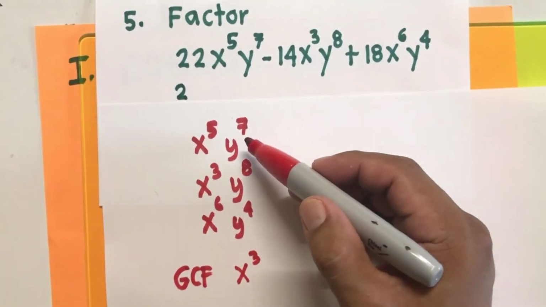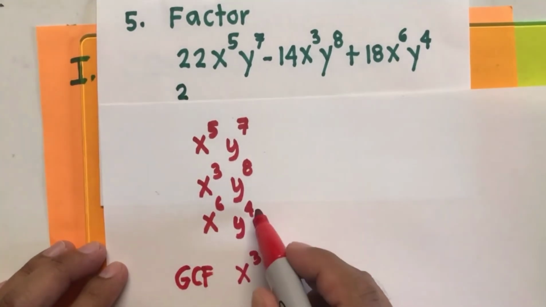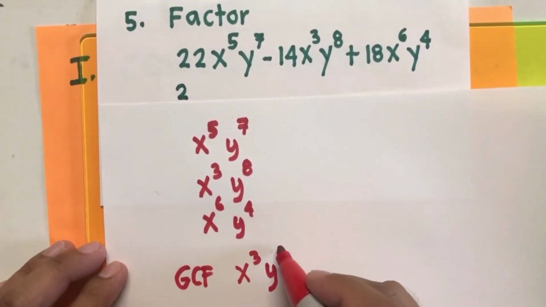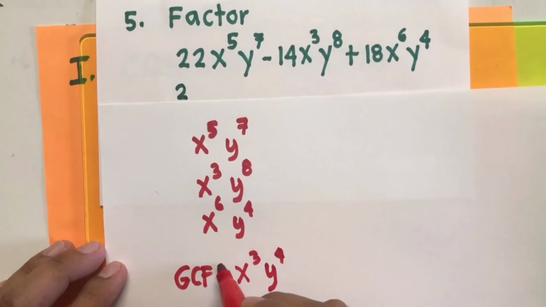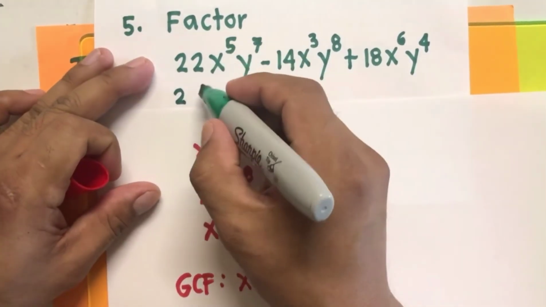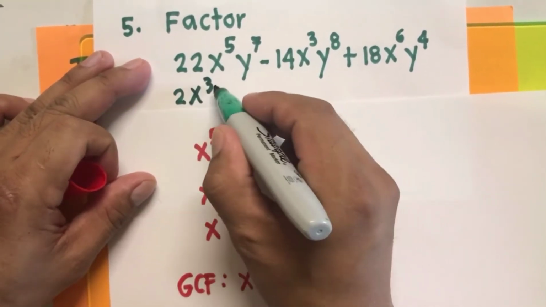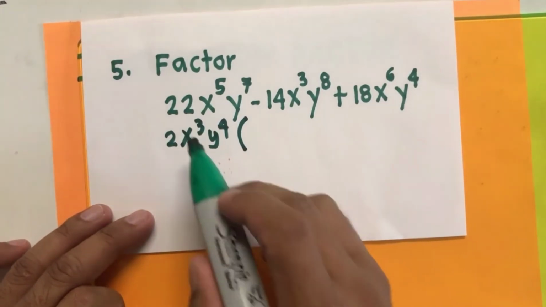For the variable y, you have y to the 7th, y to the 8th, y to the 4th. The least exponent is 4. So we have y to the 4th. So our GCF now is x cubed times y to the 4th. That is the number that we are going to write here. x cubed y to the 4th. Then the next step is to divide.